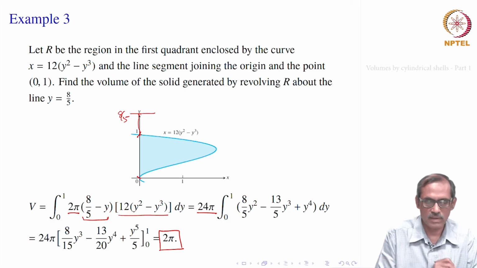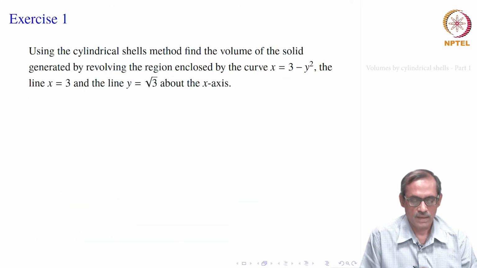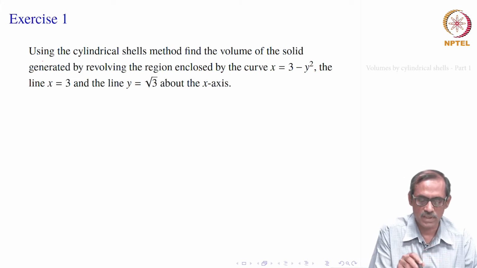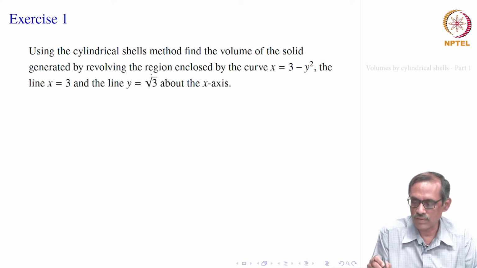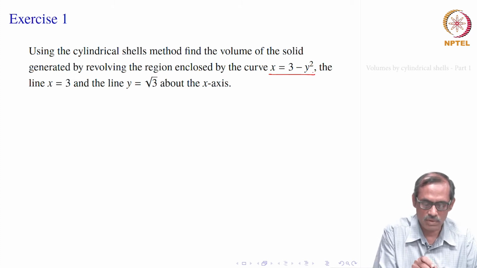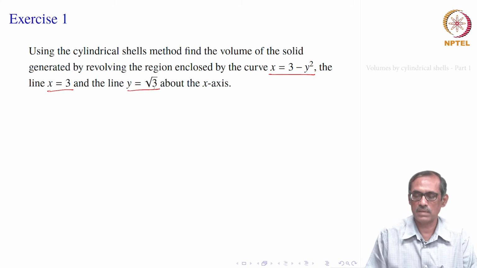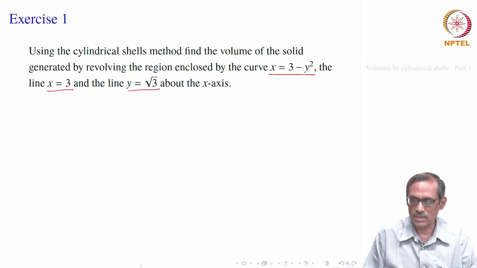So, let us take a problem. It is specifically written here, using the cylindrical cells method, find the volume of the solid which is generated by revolving the region enclosed by the curve x equal to 3 minus y square, line x equal to 3, line y equal to root 3 about the x axis. So, first, what is the region?